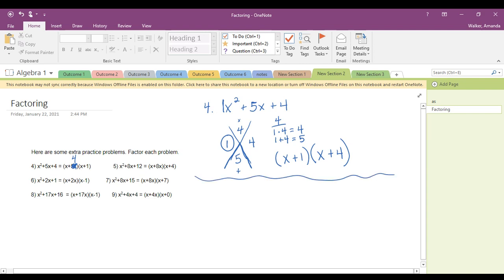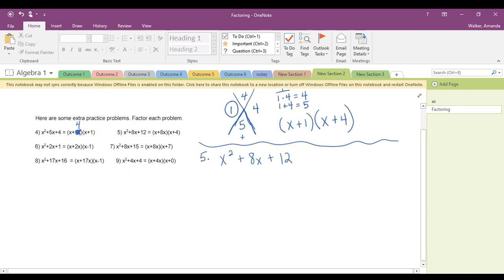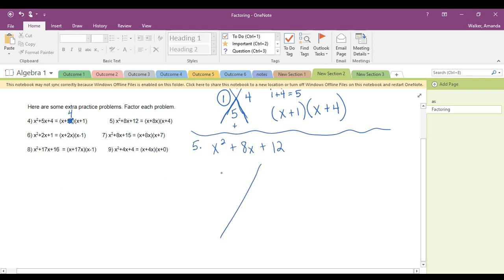Okay, let's take a look at number 5. We have x squared plus 8x plus 12. If I move my screen up, I always use a big X to keep myself organized. But we're going to say what multiplies. We call it A times C, which in this case, A is 1 and C is 12. So that equals 12. What multiplies to 12 and adds to 8?